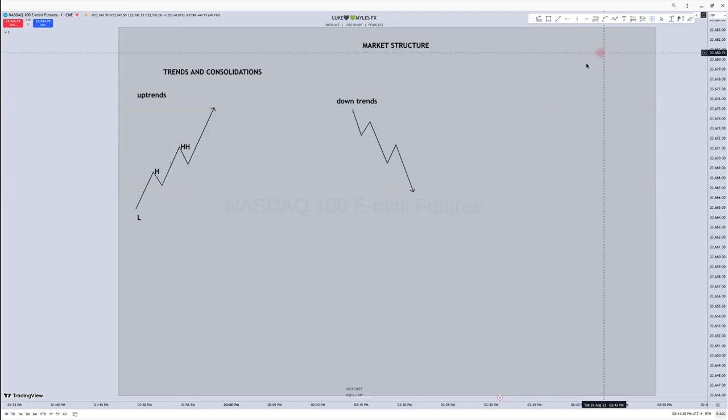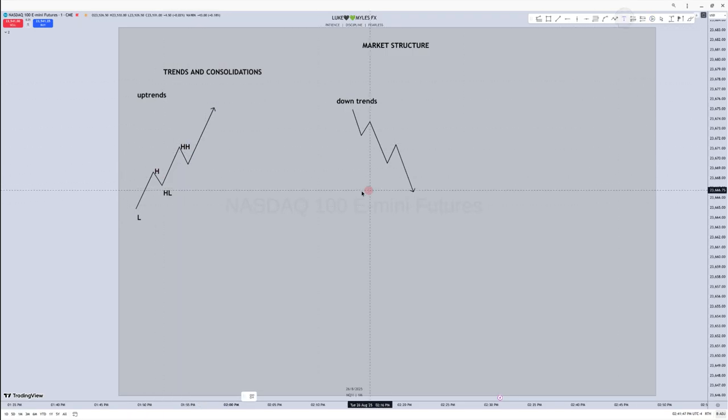Now if this is my low, and then I'm having a low that is higher than this low, this would also be a higher low, and so on and so forth. This will also be a higher low, and a high that is higher than this high will be a higher high, going on and on. So in uptrends, we form higher highs and higher lows.